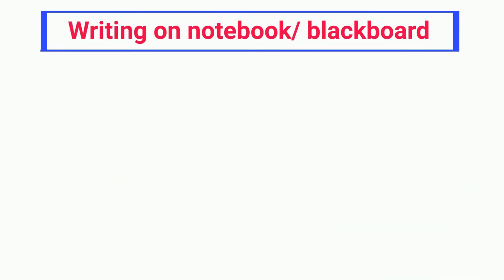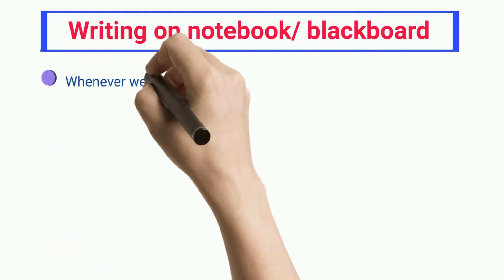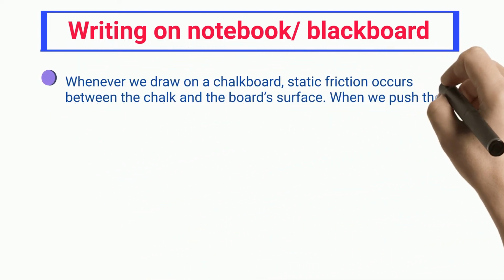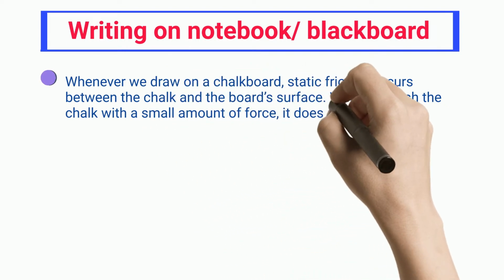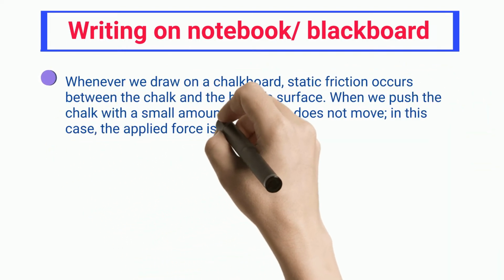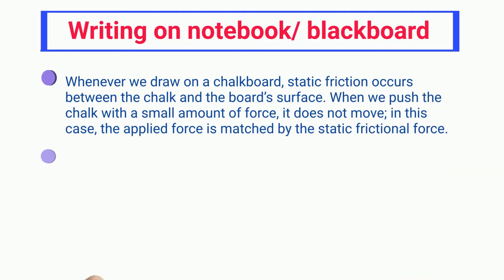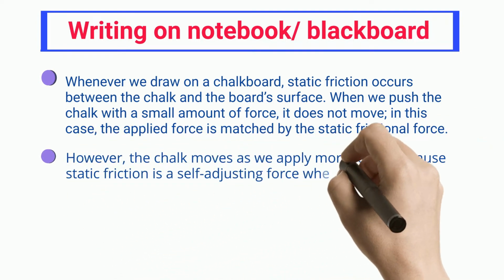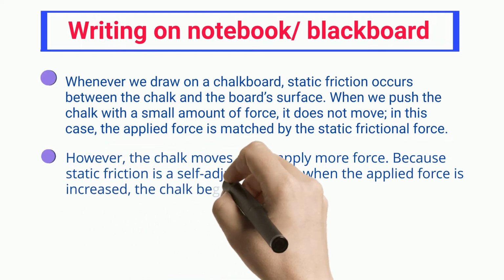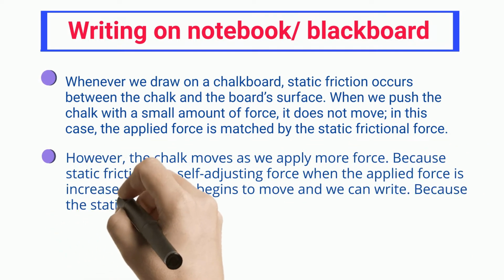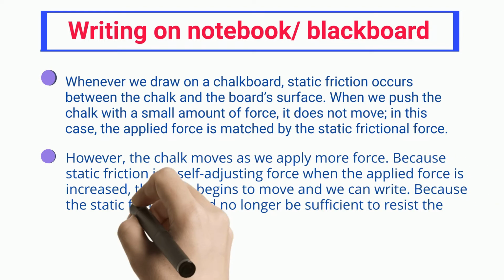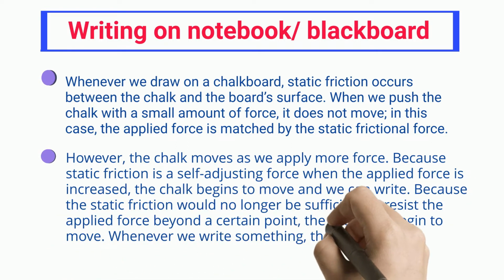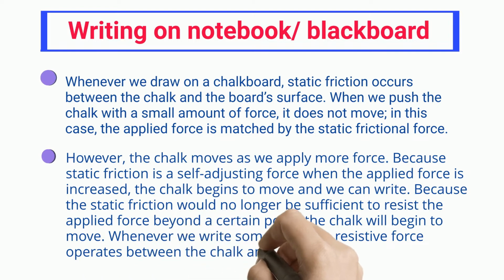Writing on notebook/blackboard. Whenever we draw on a chalkboard, static friction occurs between the chalk and the board's surface. When we push the chalk with a small amount of force, it does not move. In this case, the applied force is matched by the static frictional force. However, the chalk moves as we apply more force. Because static friction is a self-adjusting force, when the applied force is increased, the chalk begins to move and we can write. Because the static friction would no longer be sufficient to resist the applied force beyond a certain point, the chalk will begin to move. Whenever we write something, the resistive force operates between the chalk and the chalkboard.